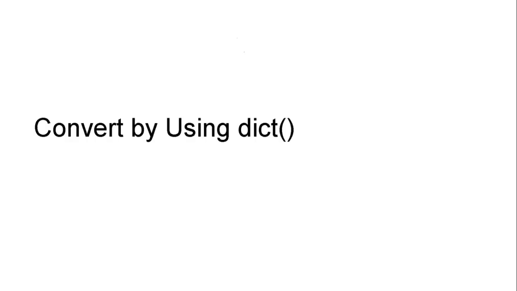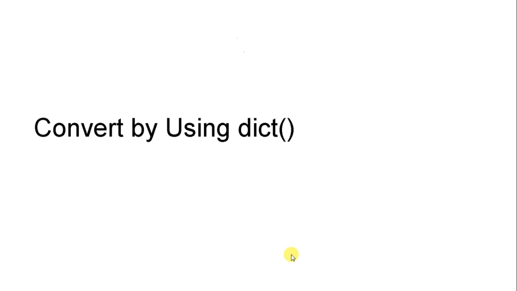In this lecture, I am telling you about converting by using dict. You can use the dict function to convert two-value sequences into a dictionary. You might run into such key-value sequences at times, such as strontium 90, carbon 14, or Vikings 20, Packers 7. The first item in each sequence is used as the key and the second as the value.